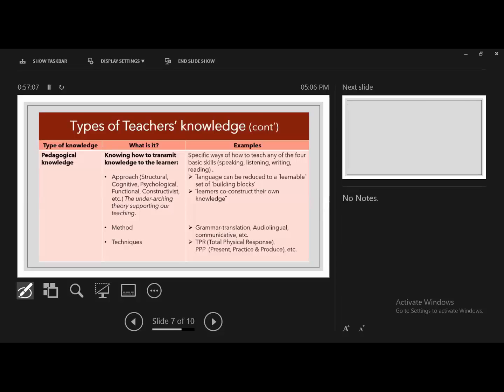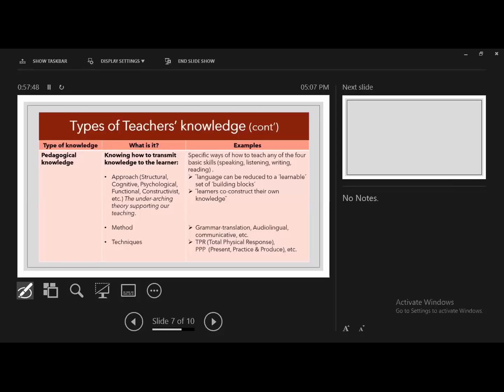And then from there we also have the techniques, like for example TPR, total physical response, which has to do with conducting physical activities within the classroom. This is very popular among children. For example, when you are teaching children certain verbs, you have them jump in the classroom, run, walk, sing, clap, and you give them all these activities that are related to the nature of the verb. PPP, that's another technique: present, practice, and produce, and so on and so forth.